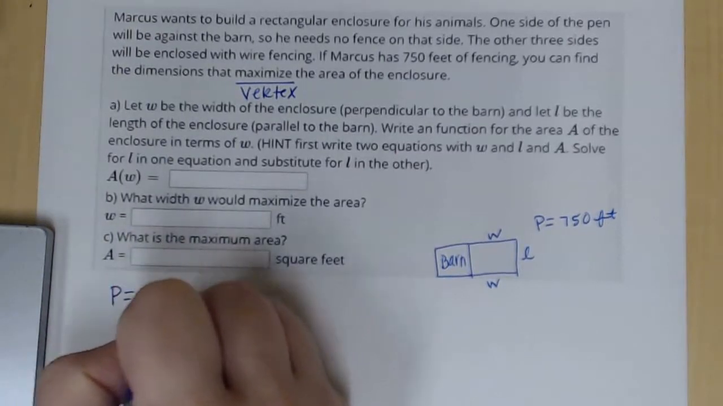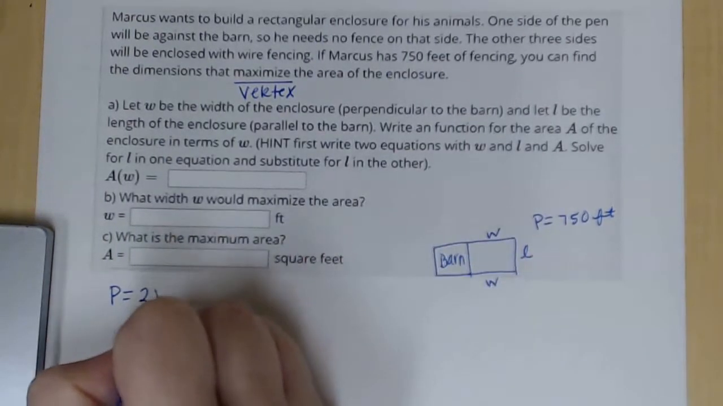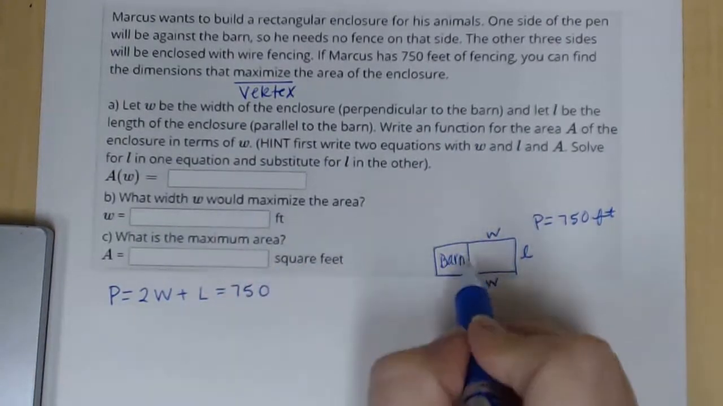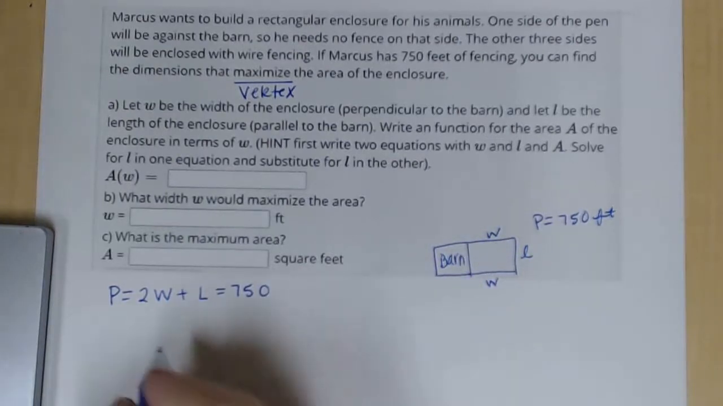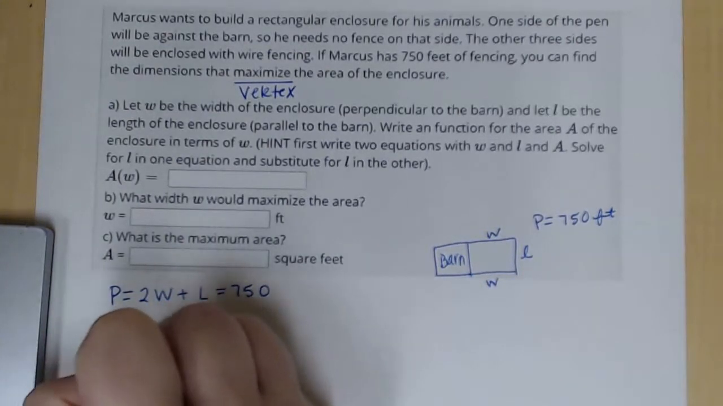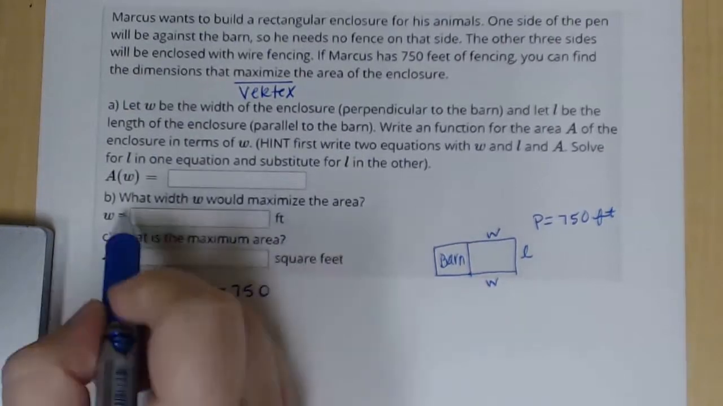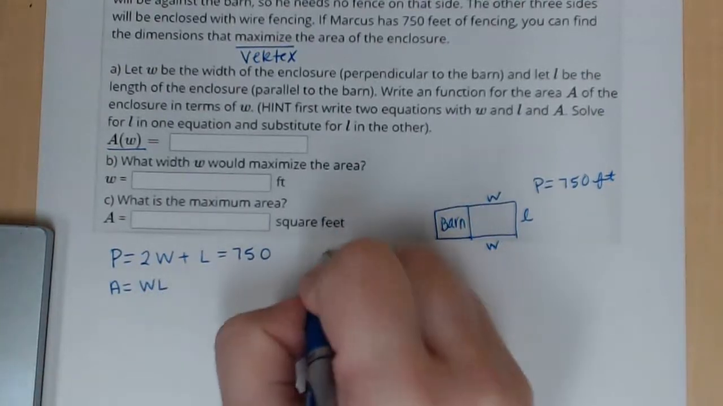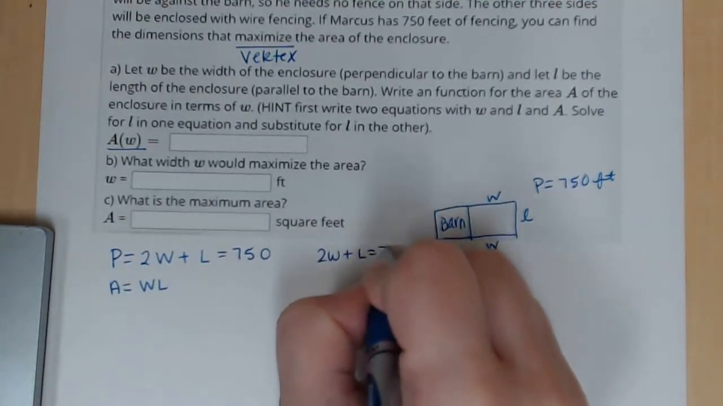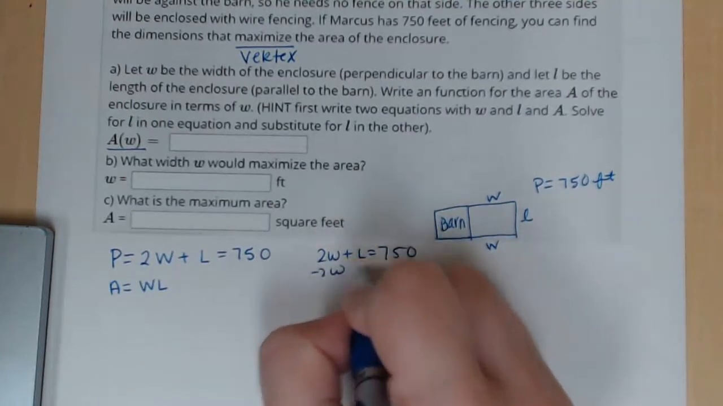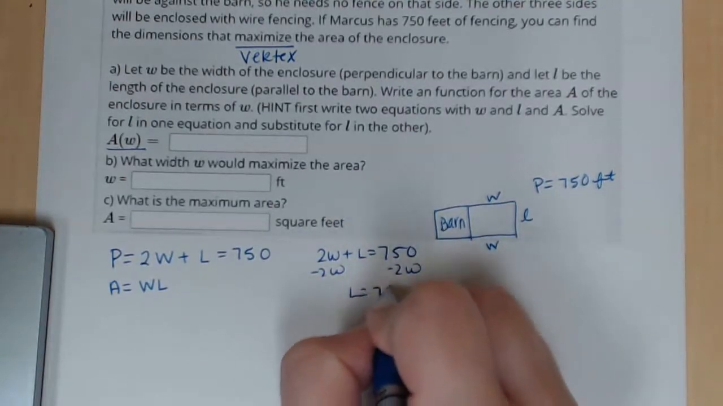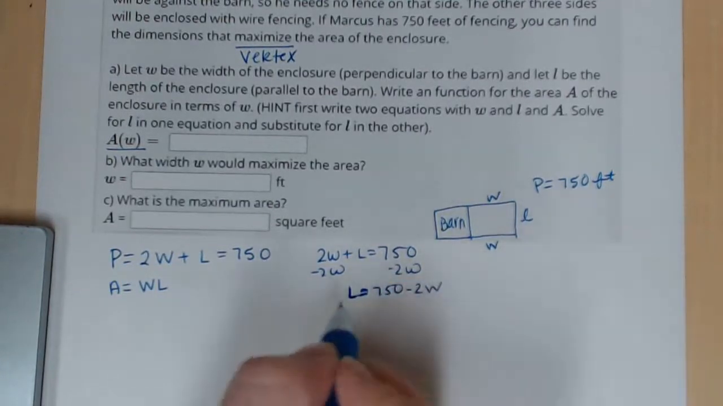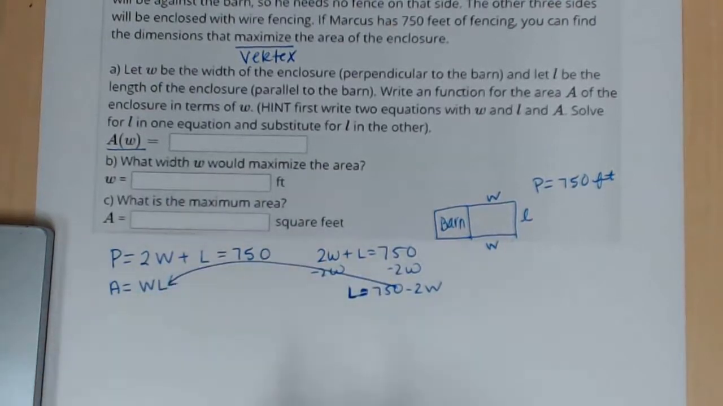Okay, so here's what we know. We know that the perimeter is going to be twice the width plus the length equal to 750. I'm not saying twice the length because that's one side of the barn. I know that area is going to be equal to width times length. Since I know my formula needs to be area in terms of W, I'm going to work with this equation here and solve it for L. So I'm going to say subtract 2W. And L is equal to 750 minus 2W. So I'm going to substitute that into my area formula.